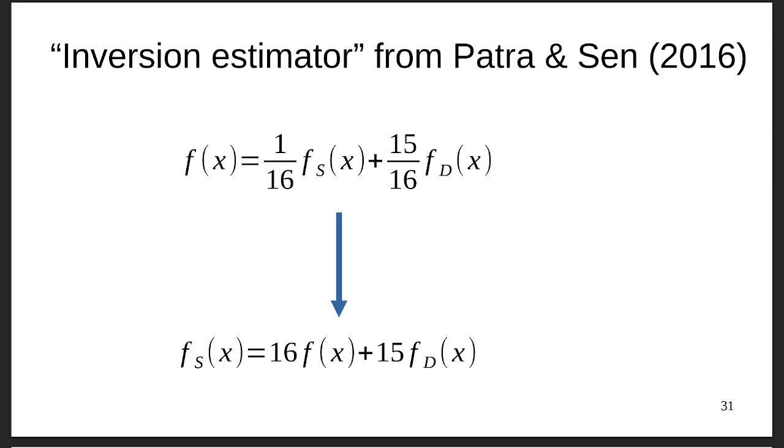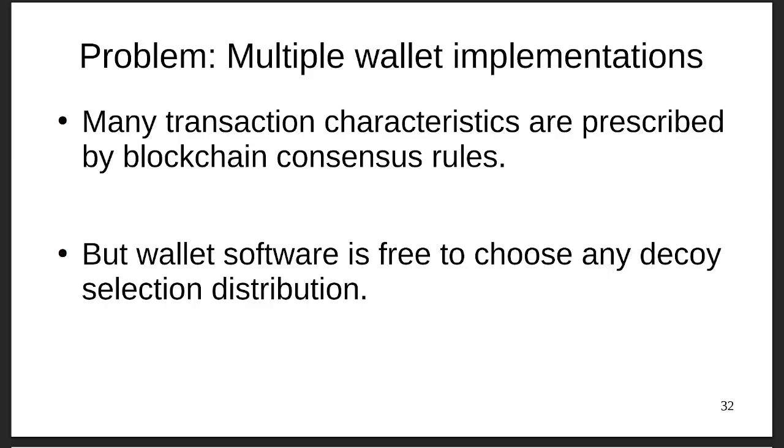Unfortunately, it isn't quite this easy. That is because there is not one single decoy distribution for all transactions on the blockchain. We have a problem with multiple wallet software implementations. Many transaction characteristics are prescribed by blockchain consensus rules. For example, you cannot just use whatever cryptography you like in Monero transactions. All transactions must use valid Monero cryptography. If they don't, they will be rejected by Monero nodes. But wallet software is free to choose any decoy selection distribution. The official wallet implementation, which uses a gamma distribution, is used by most wallets, but not all.